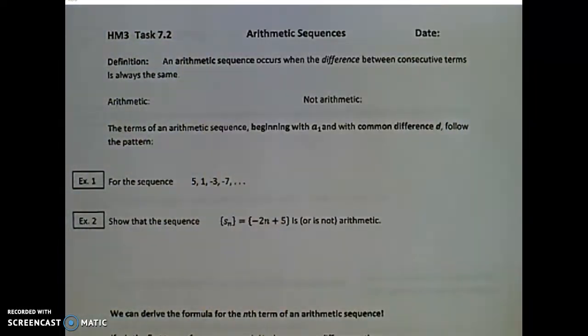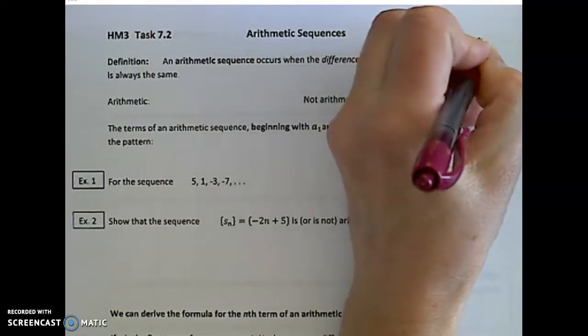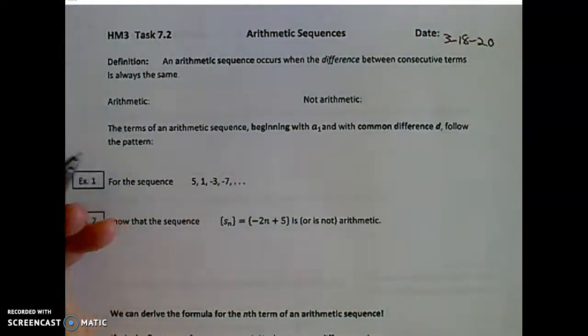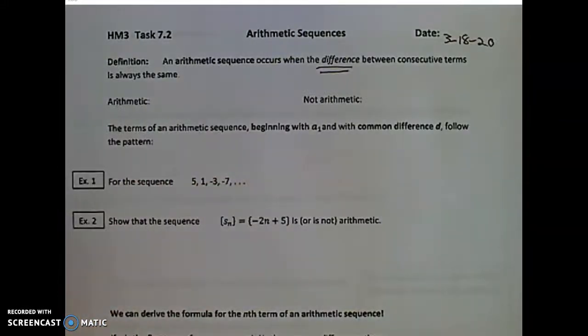You should have printed these notes before we get started. Task 7.2, we're going to talk about arithmetic sequences today, which should be familiar to you from Math 1. Today is 3/18/20. An arithmetic sequence occurs when the difference between consecutive terms is always the same.